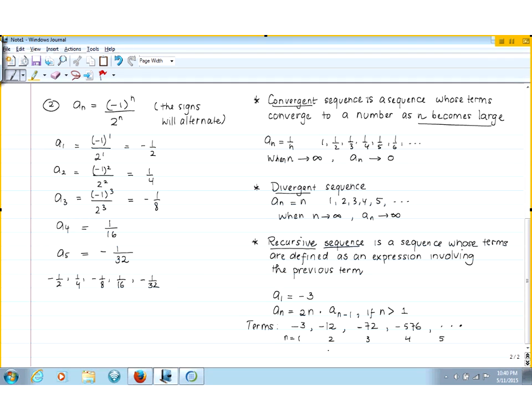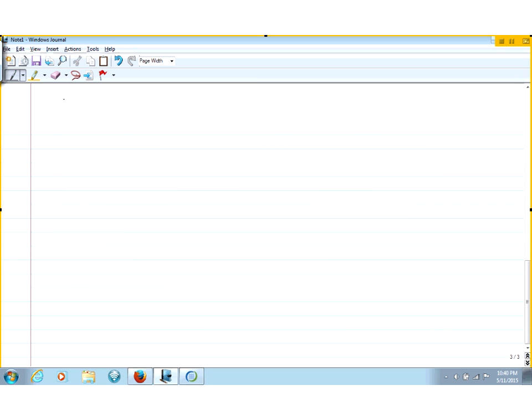This is a recursive sequence. It's based on the previous term. Now the other thing is the Fibonacci sequence. That is also a well-known example. So another example would be a Fibonacci sequence. What is the Fibonacci sequence? It says that A1 is equal to 2 and A2 is equal to 3 and An is equal to An minus 1 plus An minus 2. So you're adding the previous two terms. This is called a Fibonacci sequence.